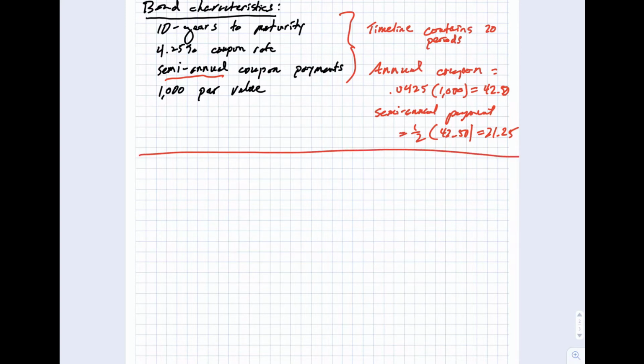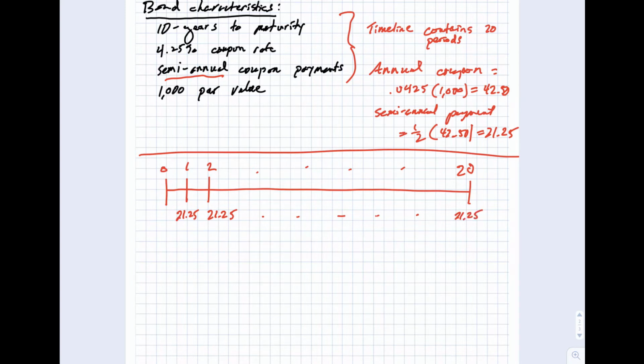So we can take this information and move straight into a timeline. And as we already pointed out, this timeline needs to have 20 ticks. The coupons, again, will show up at times 1 through 20, and then the par value repayment will occur at time 20.